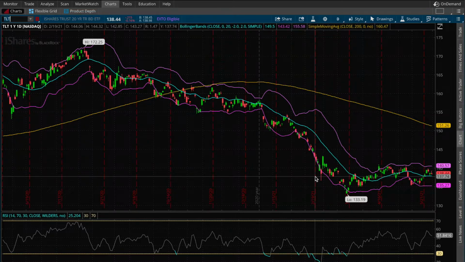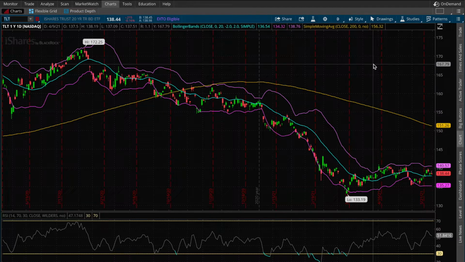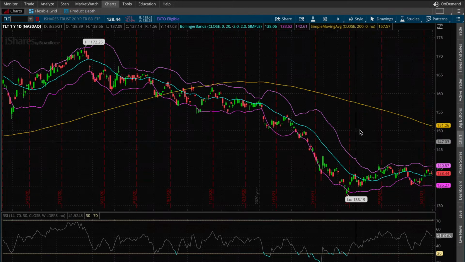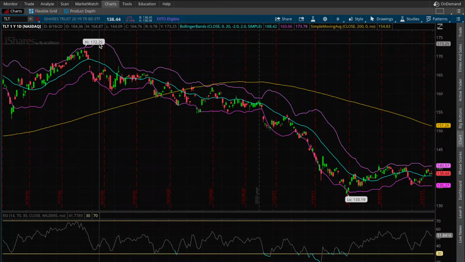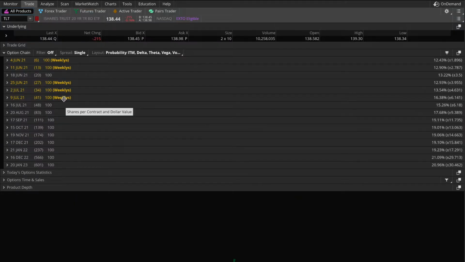Because if you're wrong and TLT skyrockets for some reason, there's no limit as to how high TLT can go, which means if you are short TLT, then there's theoretically no limit to how big your losses could be. So instead, what I would do is buy put options on this ETF.